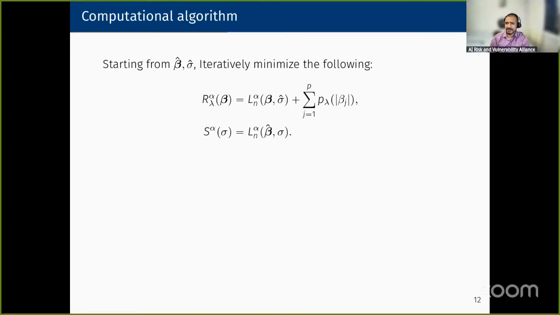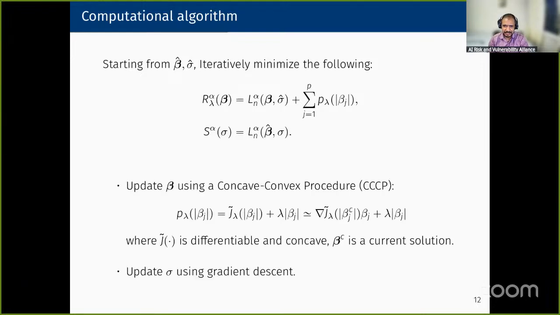All right, so the computational algorithm for this is fairly simple. It's a simple block coordinate descent algorithm. You first optimize over beta, and then you optimize over sigma. What you see here is called a concave convex procedure. It's nothing but a first order approximation of the penalty term, which consists of a concave function and a convex function, which is the exact L1 penalization plus the first derivative of the penalty function minus the L1 penalty function. So you use that to do the update for beta, and you use the resulting beta hat to update sigma using simple gradient descent.